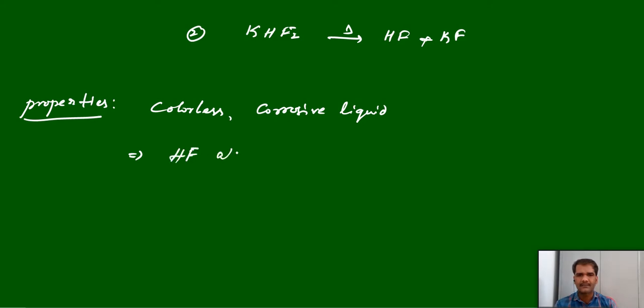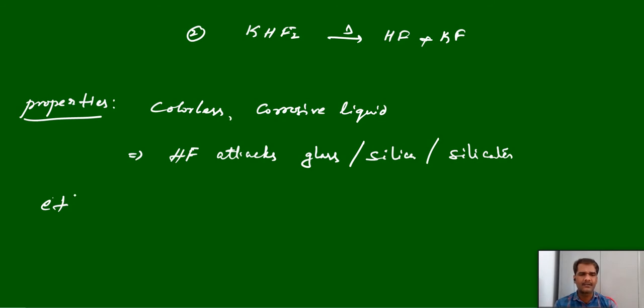HF attacks glass or silica or silicate. These are compositions of the glass materials. So here, etching of glass, this point is very important. Based on this etching of glass, we can use HF for making printing on the glass substances. It is a kind of corrosive in nature, etching of glass.